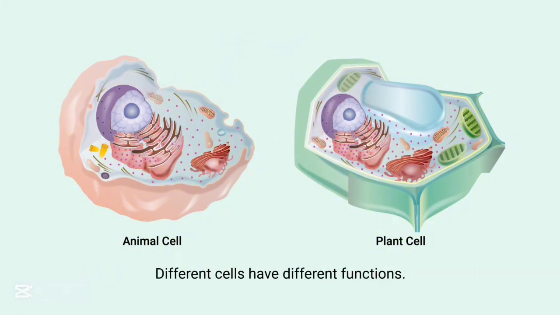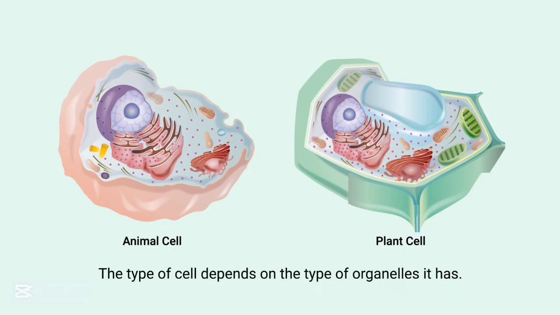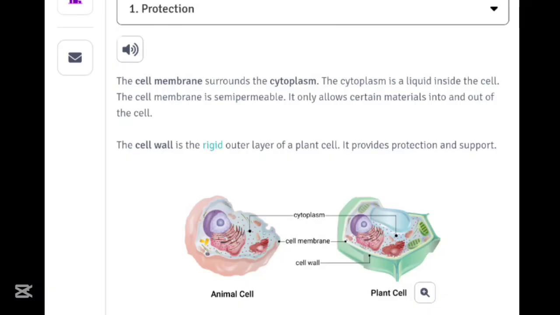Different cells have different functions. The type of cell depends on the type of organelles it has. The cell membrane surrounds the cytoplasm. The cytoplasm is a liquid inside the cell. The cell membrane is semi-permeable. It only allows certain materials into and out of the cell.